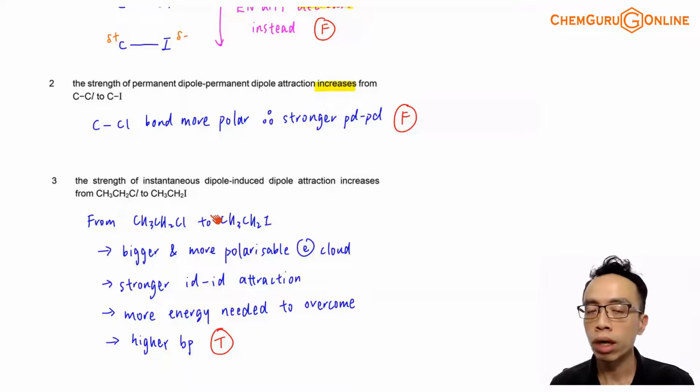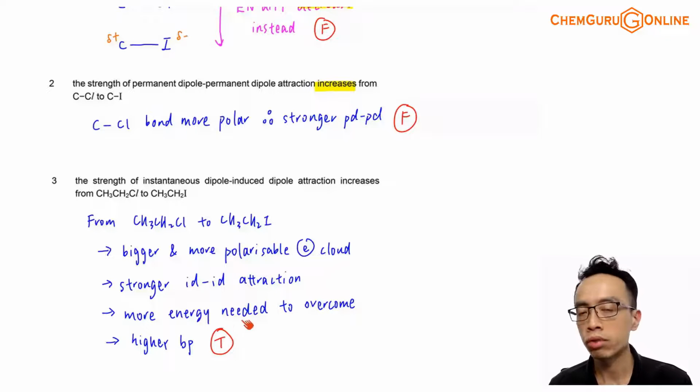From chloroethane to iodoethane, we have a bigger and more polarizable electron cloud. This means that my instantaneous dipole-induced dipole attraction will be stronger, and more energy is required to overcome the attraction between my molecules. This means that the boiling point increases and the boiling point is higher. So statement number 3 is consistent with the data, and it is explaining the factors affecting ID attraction. So statement 3 is correct, and this will be part of my answer.